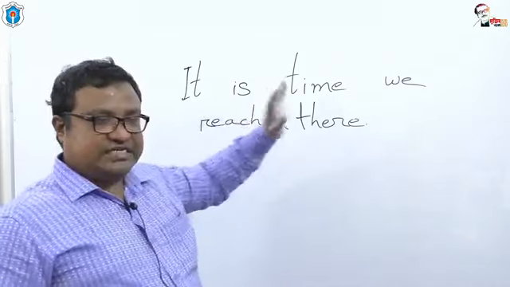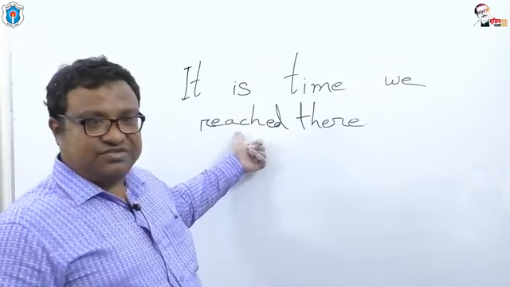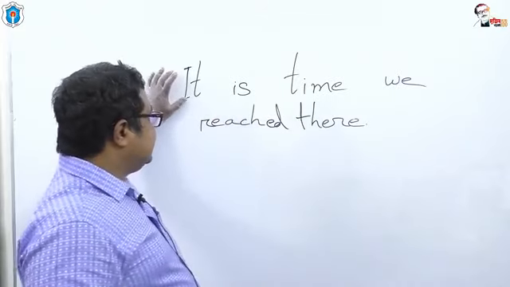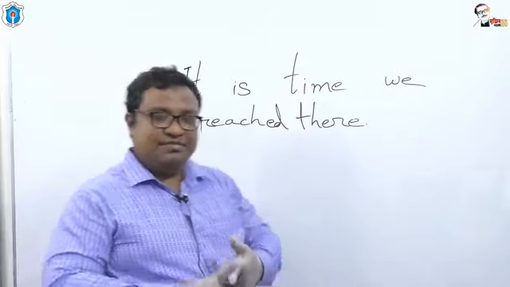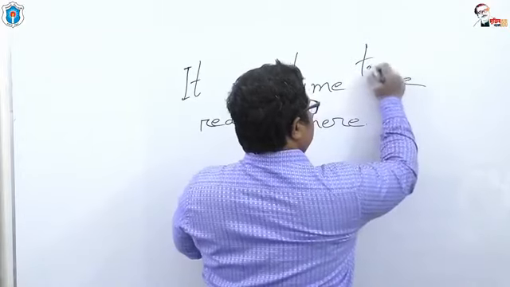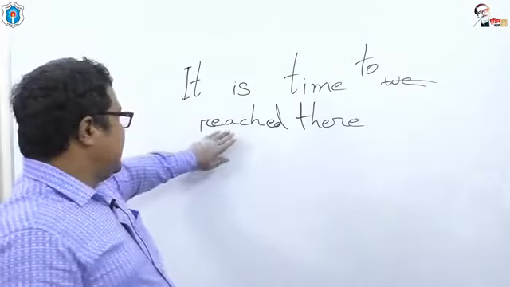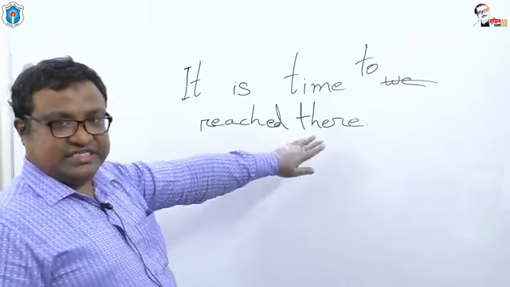It is time or it is high time plus subject plus the past form of the verb, while it is time to reach there. When I am using the preposition to here, then I must write it is time to reach there.